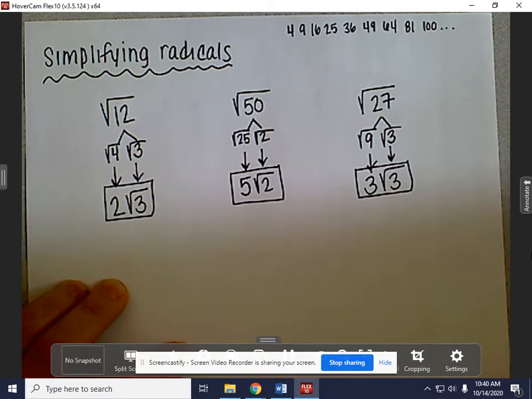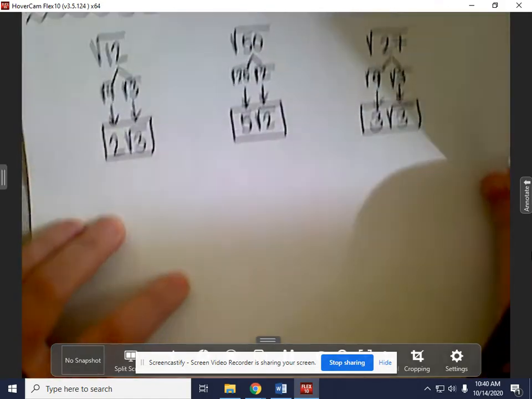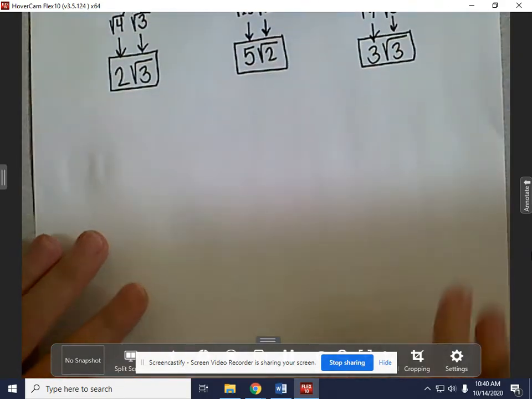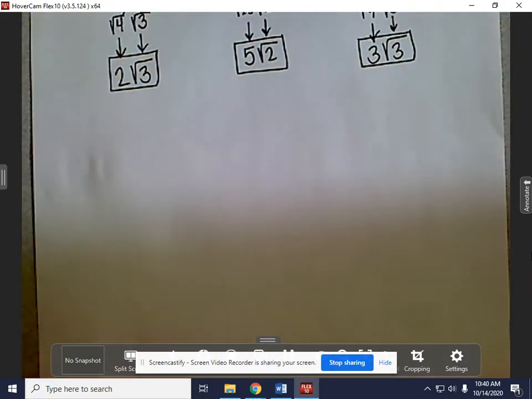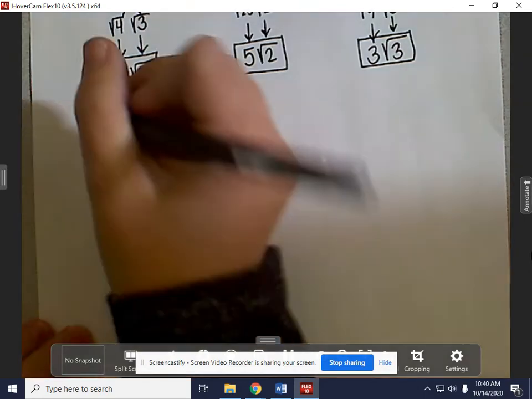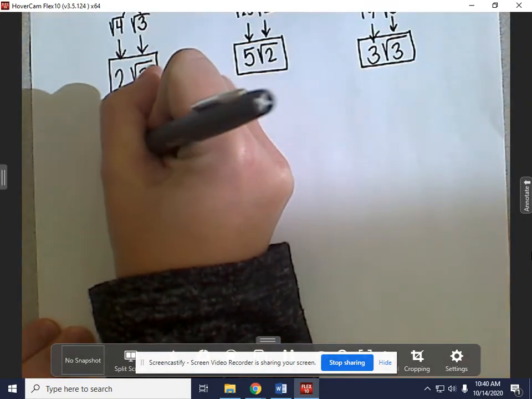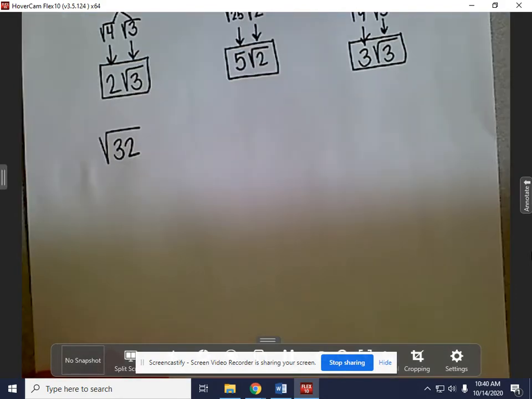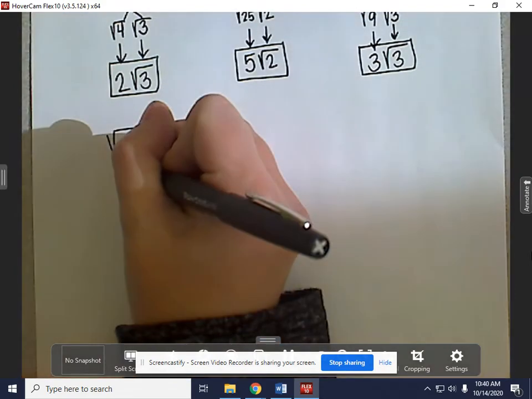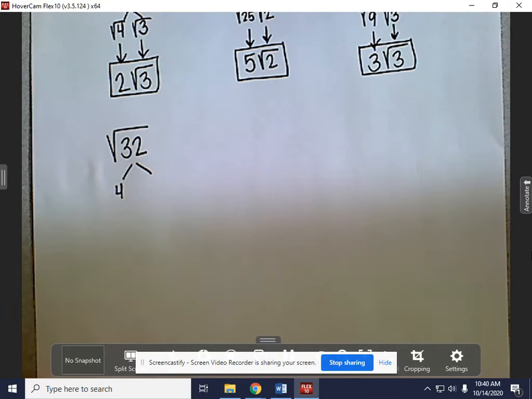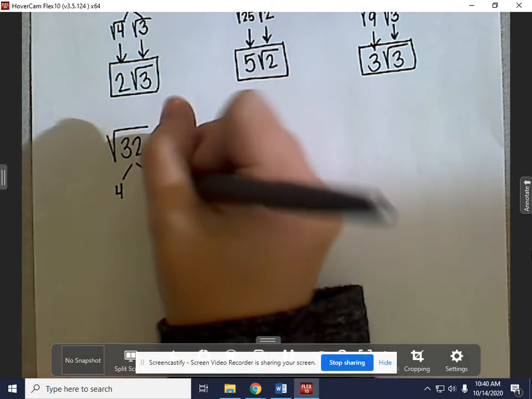So let's look at a few more. The more examples we do, hopefully the more of this makes sense. I'm just going to move this down so you can see a little bit better. So let's say I said something like the square root of 32. And you would say, okay, so kind of go through your list. Oh, 32 is divisible by 4. And 32 divided by 4 gives you 8.